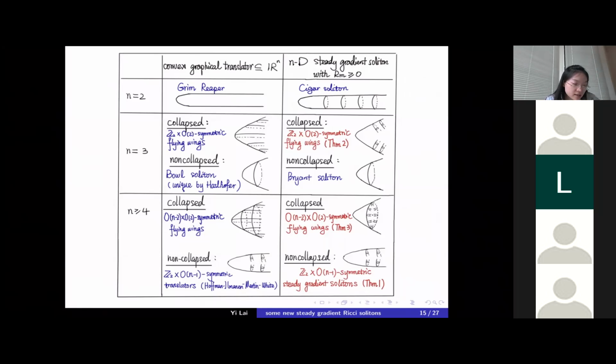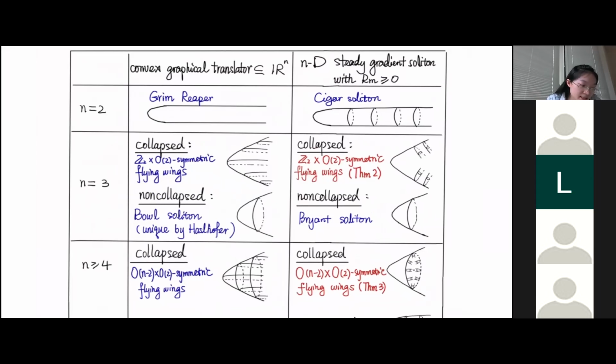And you'll see that there are a lot of similar properties between these two objects, even if they are different geometric flows. Okay, so in this diagram, in the second column, we have some convex graphical translators that are contained in R^n. And on the right-hand side, the third column, we have the n-dimensional steady gradient Ricci solitons with a positive curvature operator. Okay, so now let's get started.